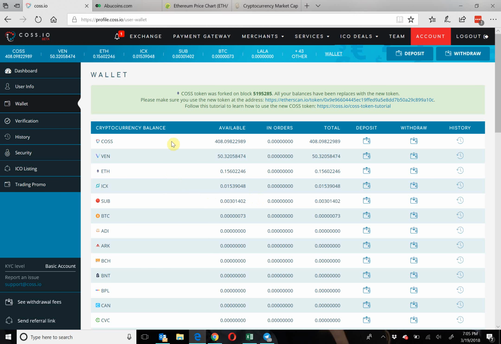Okay, so I'm on one of my favorite exchanges here. It's called Cost.io, and the link will be at the bottom. And I'm actually in the mood of buying some VEN tokens. So this is the wallet within the exchange. I can see my account balances for certain cryptos I have in here. And what I'm going to do now is go to the exchange.